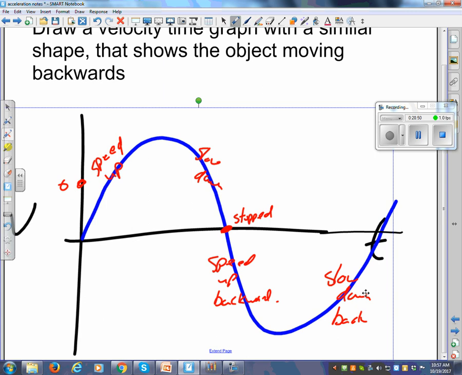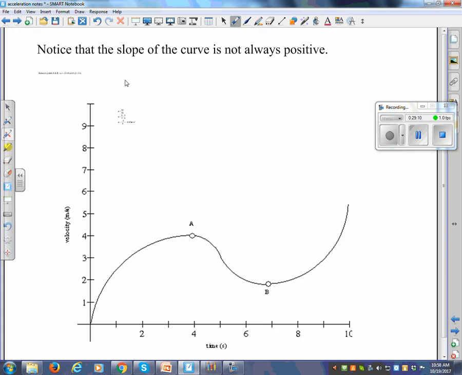When you're doing these kind of questions, when you see graphs and all this, you're going to have to just pause, check the kind of graph you're looking at, and really think it through. Don't go with your gut. Your gut is often right, but think it through. Take your time. Okay? Notice that the slope of the curve is not always positive. I think that's what I was getting at here.